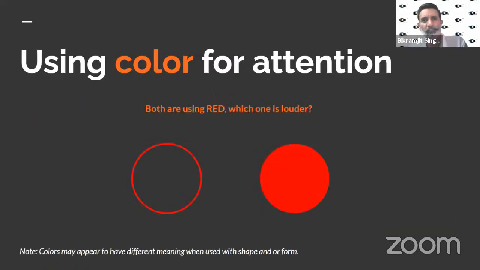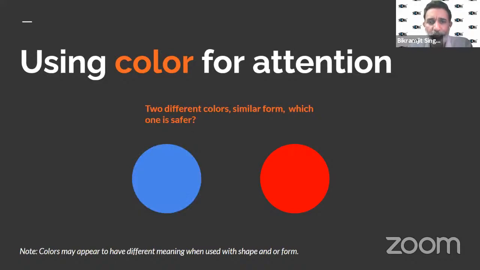Let's see the practicality check. Which one is louder? Of course, you will say the circle with the filled color is louder. Yeah. Now, the circles on the screen have the same shape, but with different colors. Can you answer which one is safer? So, of course, you will say yes, the blue is safer. The red resembles the red light. That means the stop or the caution.